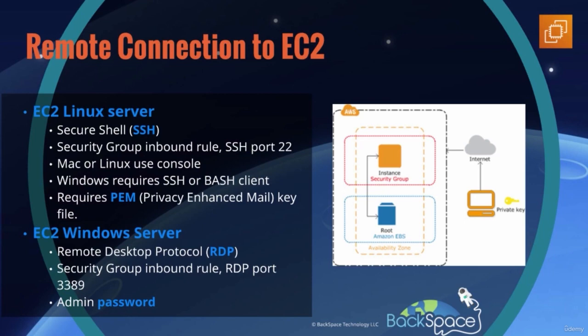EC2 Windows servers are connected remotely using the Remote Desktop Protocol, or RDP for short. The EC2 instance must have a security group inbound rule for RDP communication on port 3389. When you connect in, you use an RDP client, and that will give you a full Windows desktop environment to work out of remotely on that Windows server. To connect, you need to download your PEM file from the management console as with the Linux server, but you also need to have an admin password for the Windows environment.